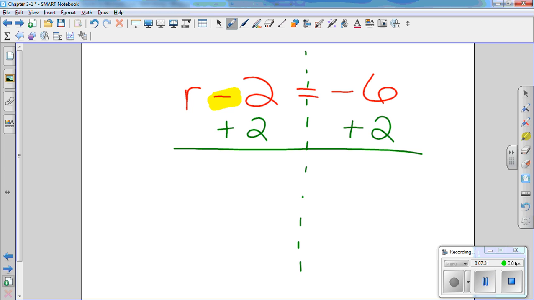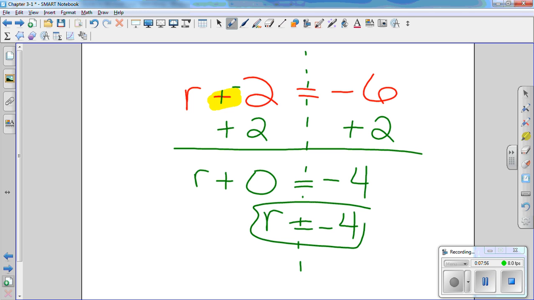If you have plus a negative 2, negative 2 plus 2 gives me 0. Negative 6 plus 2. Think of your chips. You have 6 red chips, 2 black chips. How many red chips do you have left? 4 red chips, so negative 4. R plus 0 is R equals negative 4.